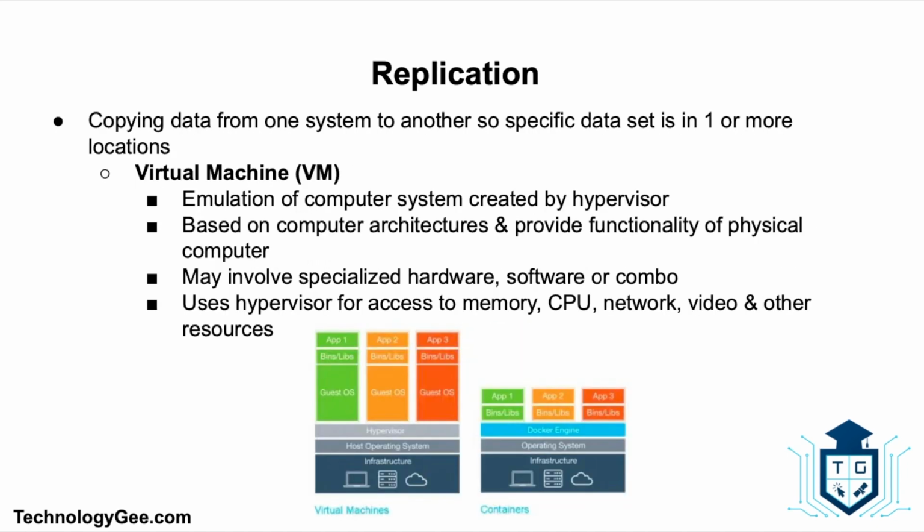And then we have a virtual machine. So a VM, this is an emulation of a computer system created by a hypervisor. VMs are based on computer architectures and provide the functionality of a physical computer. Their implementations may involve specialized hardware, software, or a combination of the two. A VM uses a hypervisor for access to memory, CPU, the network, video, and other resources.